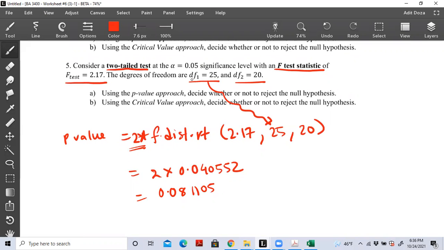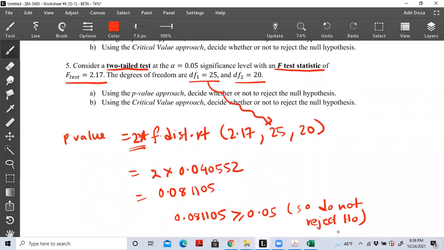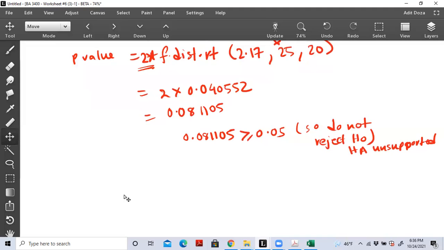So this p-value, is it less than alpha? No, it is not. So we cannot reject, right? So do not reject H naught because our p-value is greater than 0.05, right? So do not reject. So that means HA unsupported. Right? So now you can do it with the critical value approach as well, right?